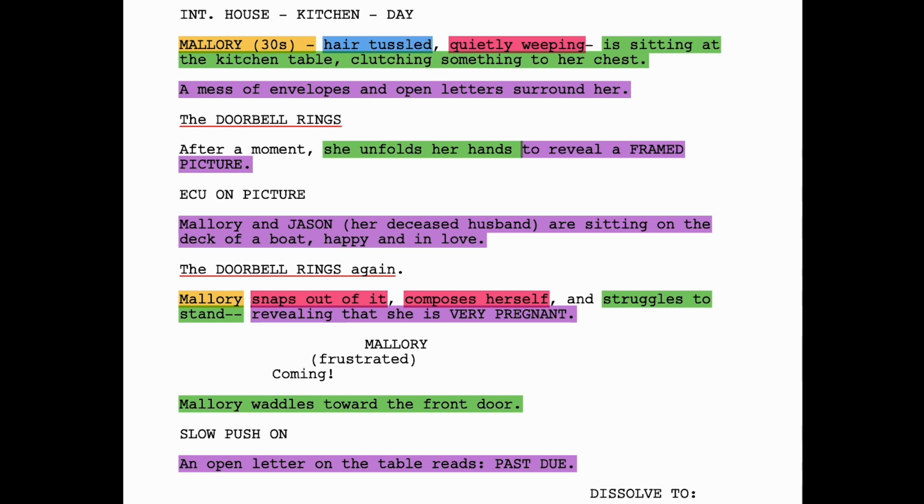And then we do a camera move here, which is a slow push on an open letter on the table, which reads past due. Right? So we're visually telling a story. We're telling the audience, this is through narration, right? It's narrated on the page, but visually we're telling the audience that she's probably in debt.